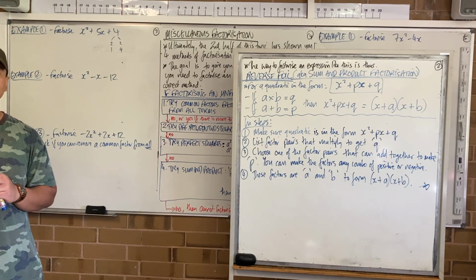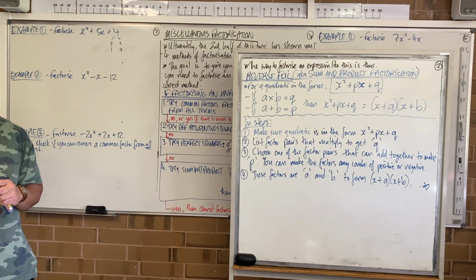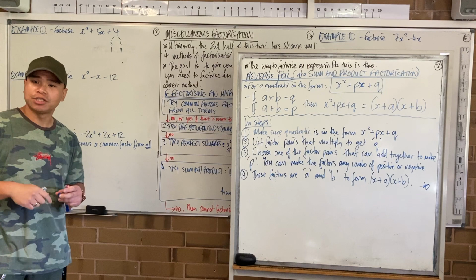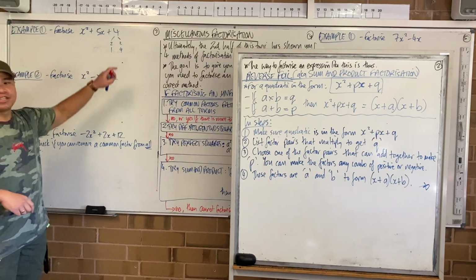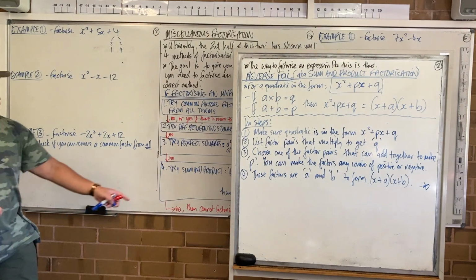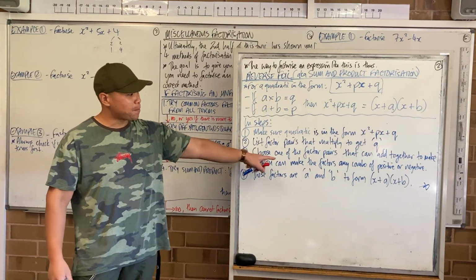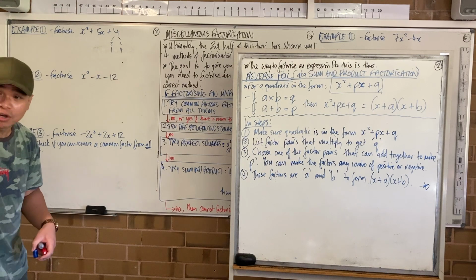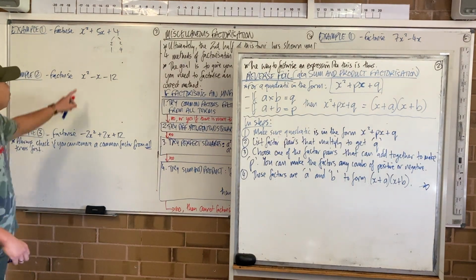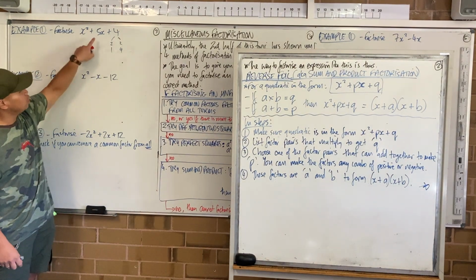Hold on. -1 and -4. You're thinking ahead. Okay, that's a galaxy brain move. But that's my next step. Let me tell the story. Okay, you've listed factor pairs. Now you need to choose one of the pairs that can add together to make p. You can make the factors any combo of positive or negative, although this one you don't need to make a negative. What pairs here will add to 5?